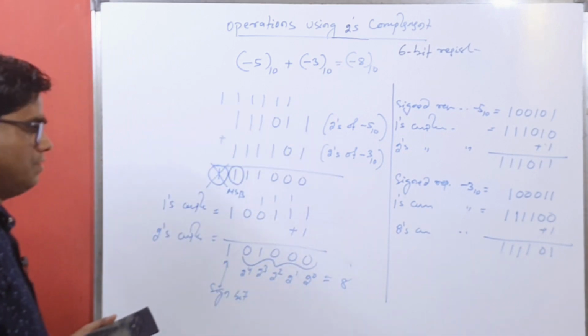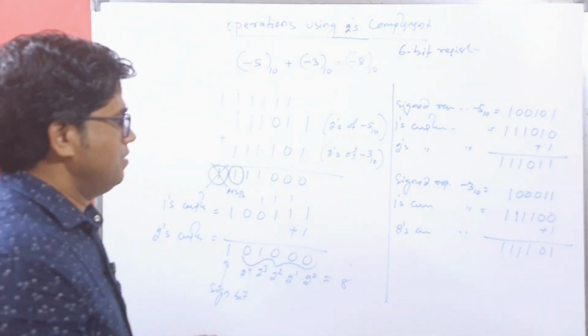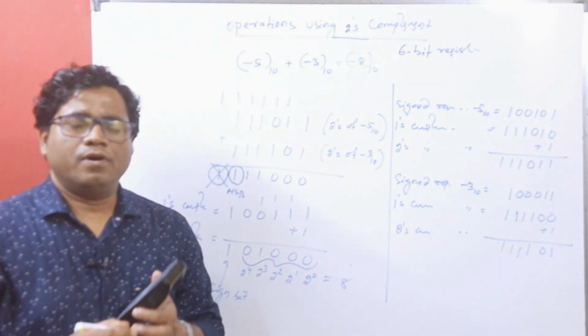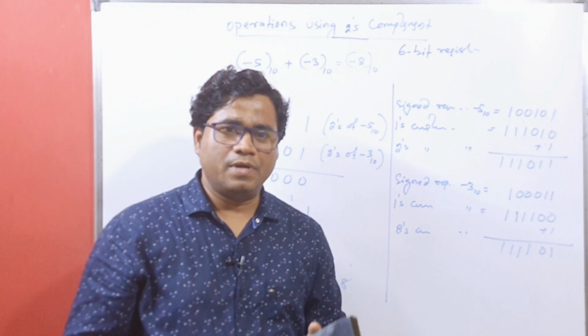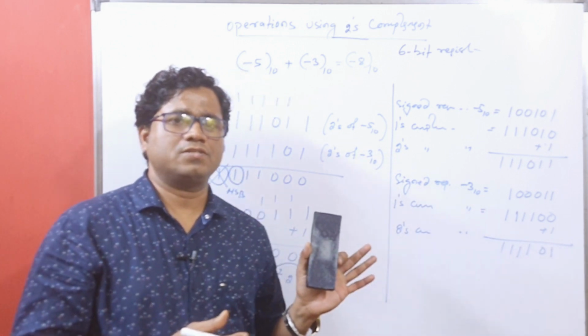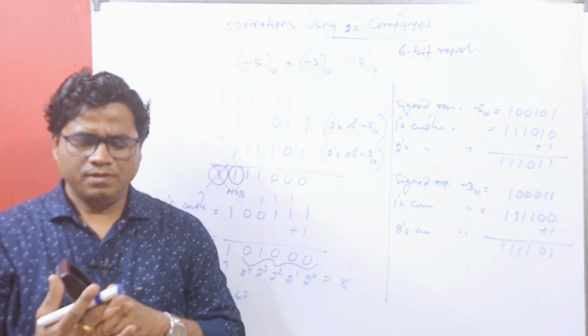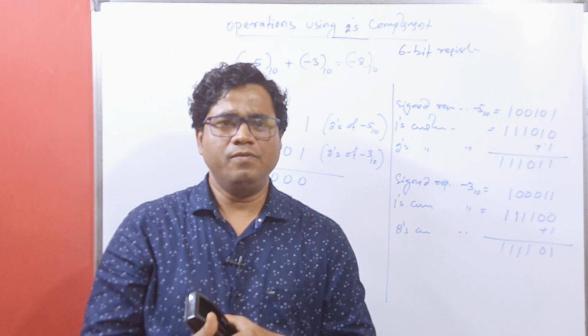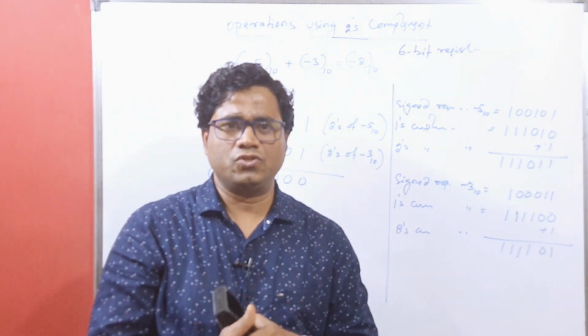See? So very simple. So this is all about addition and subtraction of numbers using 1's and 2's complement, and also in this video lecture we discussed the representation of numbers in the computer memory. So I hope all these things are clear.